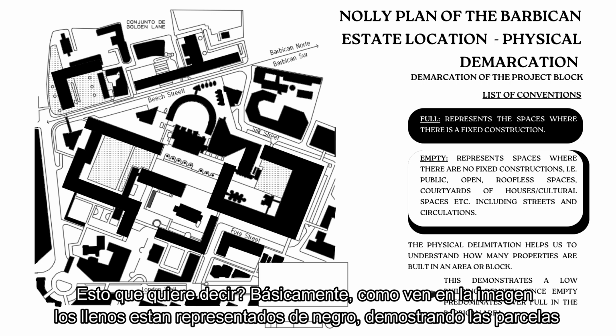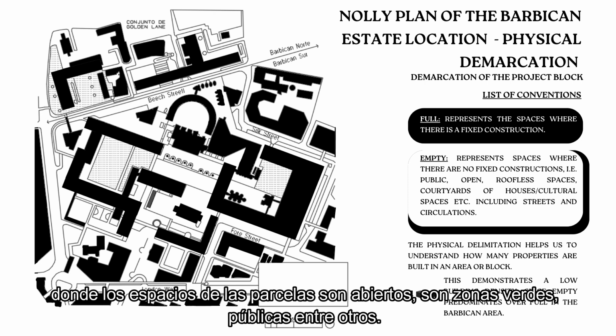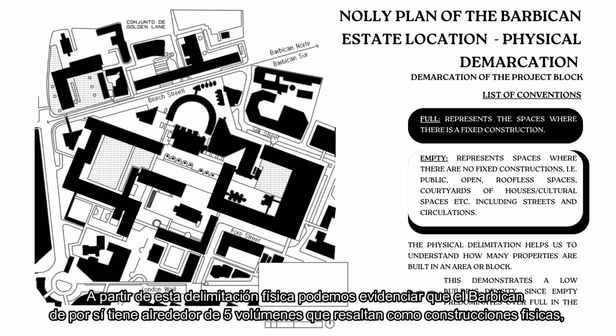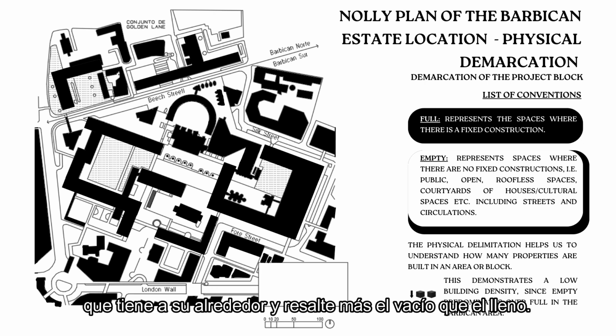Basically, as you can see in the image, the full plots are represented in black, showing the plots where there are physical constructions. On the other hand, the empty ones are represented in white, which represent places where the spaces of the plots are open. They are green areas, public areas, among others. From this physical delimitation, we can see that the Barbican itself has about 5 blocks that stand out as physical constructions, since most of its design has soft and green areas, which makes it a contrast to the rest of the buildings around it and highlights more the empty than the full.